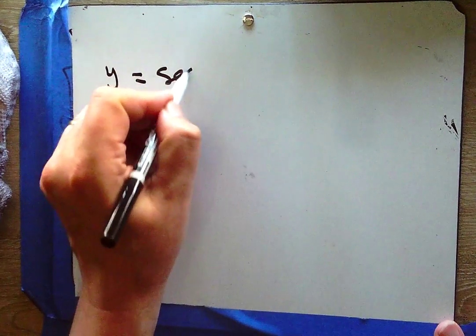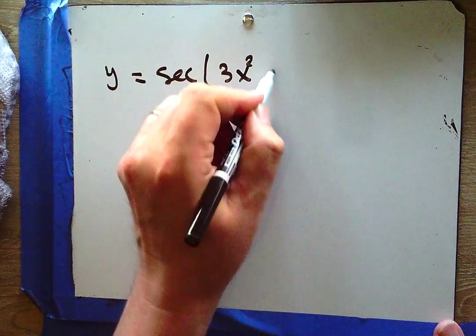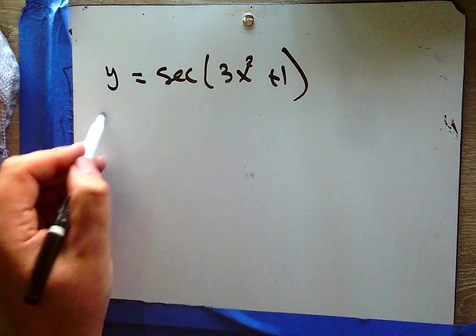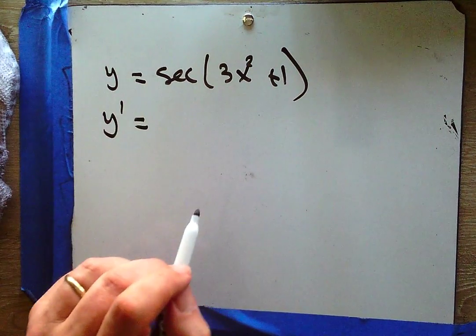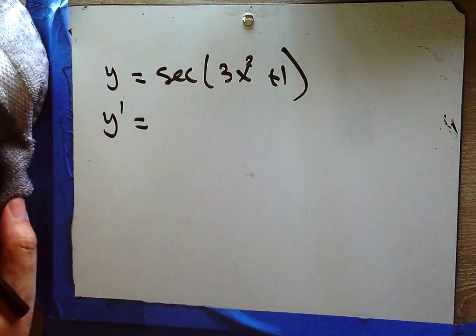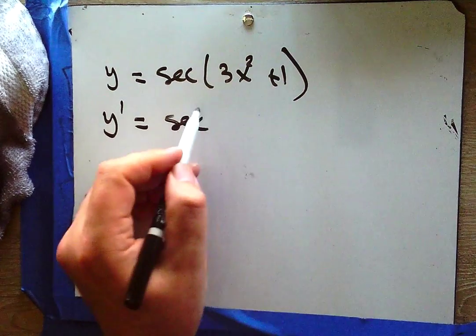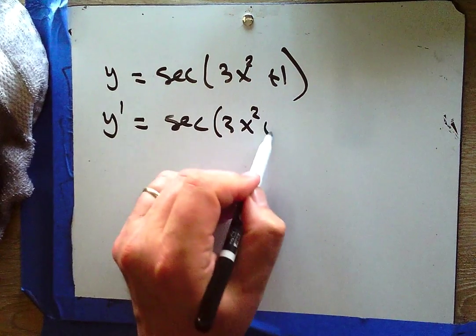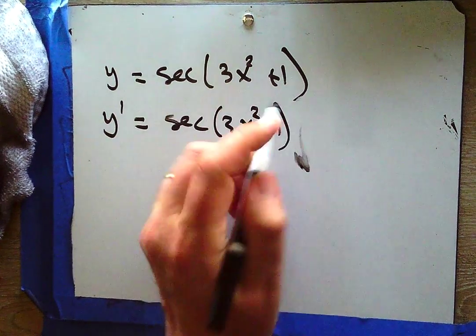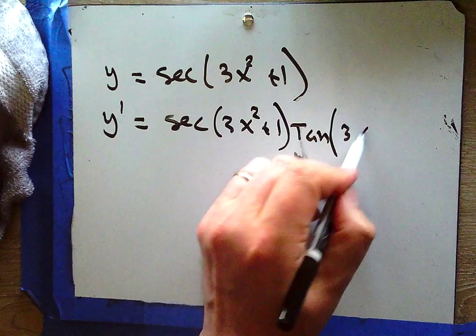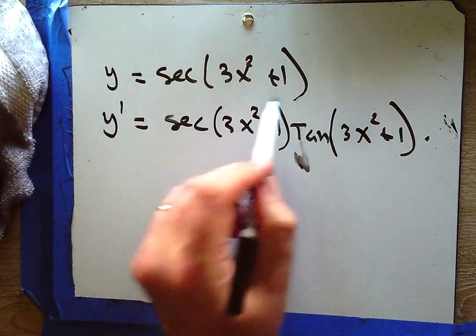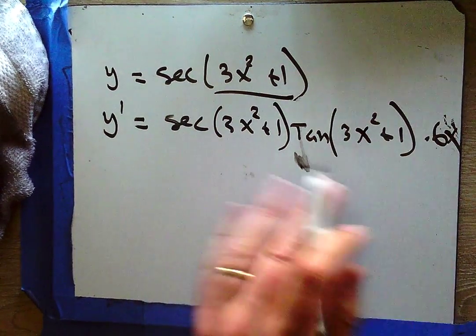So here we go. y equals secant of 3x squared plus 1. Yes, I know we did that. I want to see how quickly you can do it now. 5, 4, 3, 2, 1. No, really, it should go fast. The derivative of secant is secant tangent, times the derivative of that inside function, 6x.